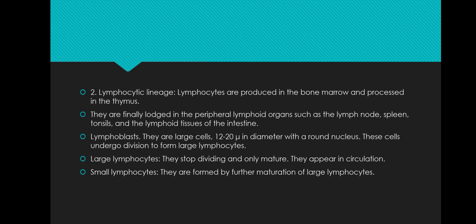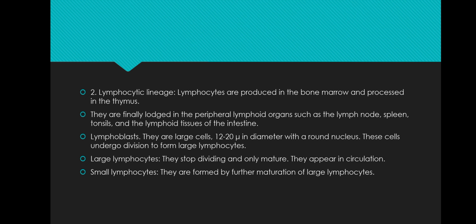Next we will see about the lymphoblasts. Lymphoblasts are large cells, 12 to 20 micrometers in diameter, with a round nucleus. These cells undergo division to form large lymphocytes.